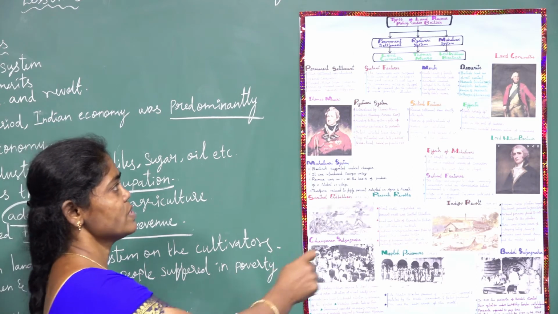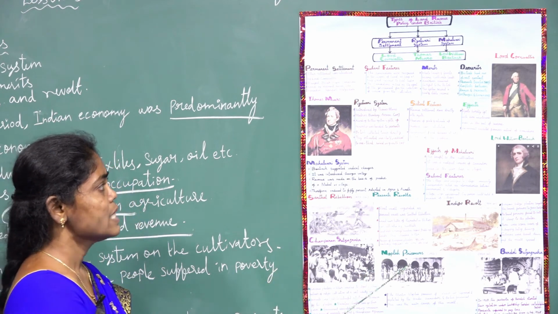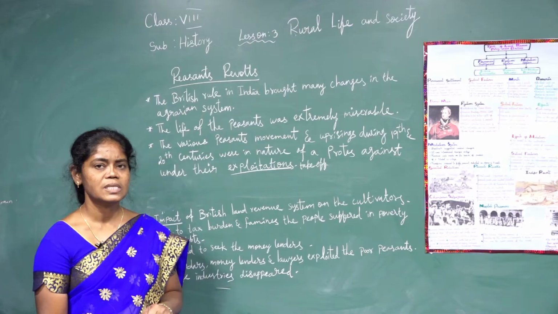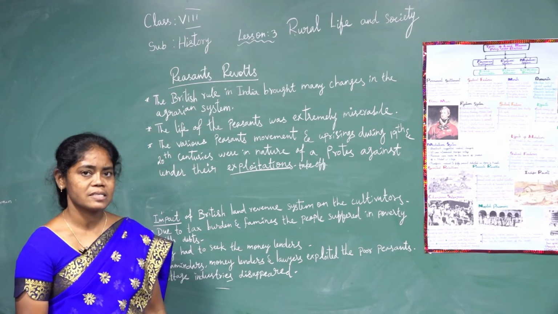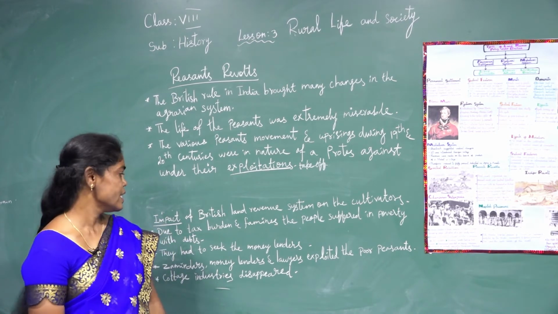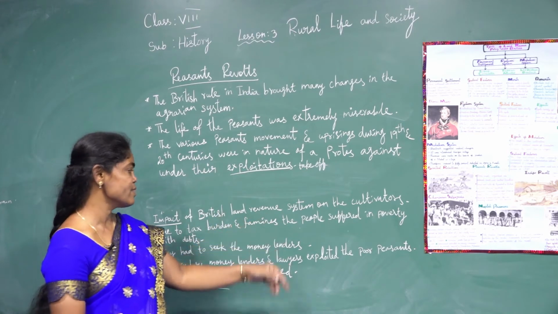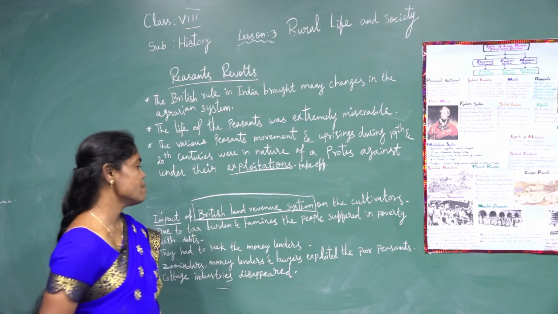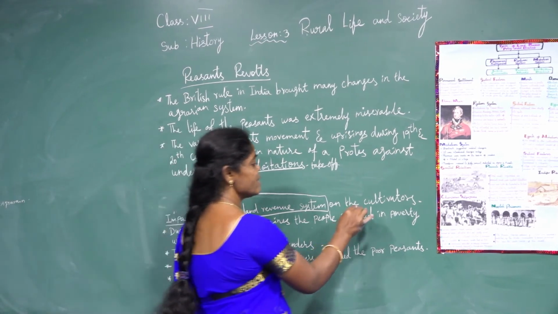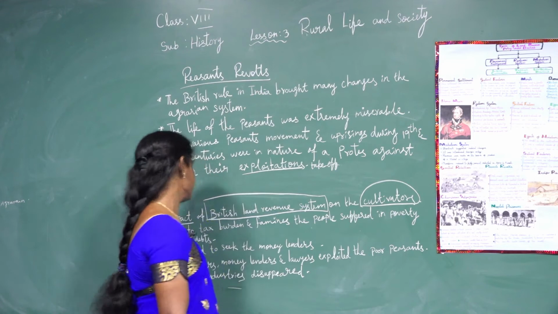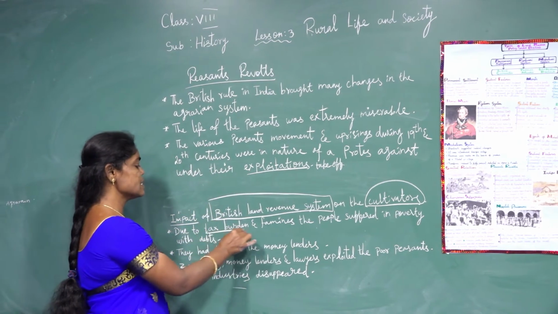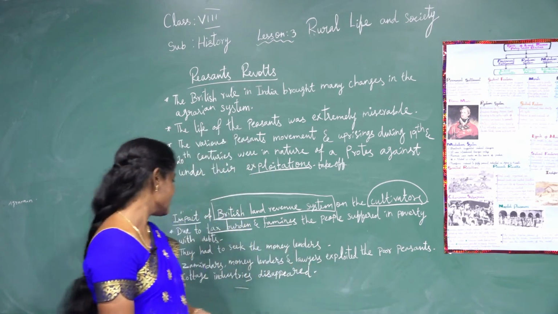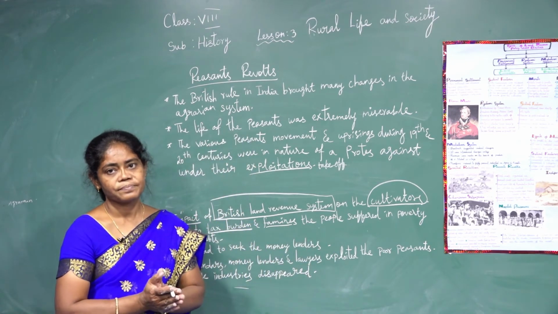So far children, we have seen the permanent settlement, then Ryotwari system and Mahalwari system. Children, now we will see the impact. Impact means effect. Effect of the British land revenue system on the cultivators. Due to tax burden and famines, the people suffered in poverty with debts.